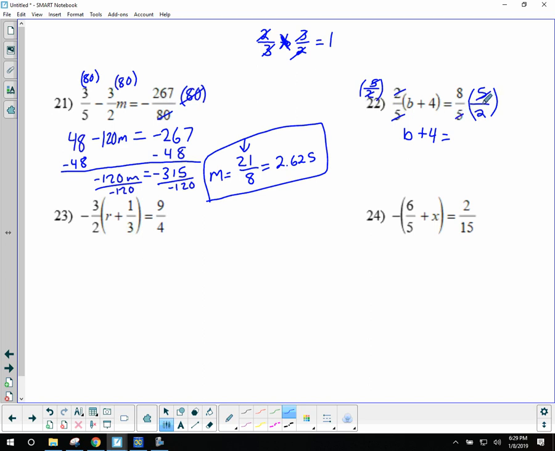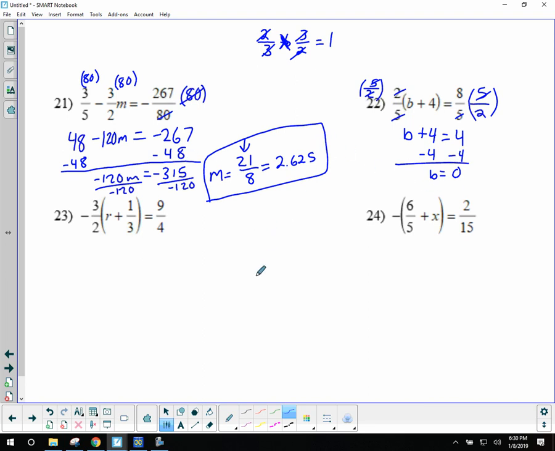Holy cow, look what's going on right now. Subtract the 4's. B equals 0. Oh, man. And the crowd goes wild. I'm telling you, these are easier than you're making them out to be.